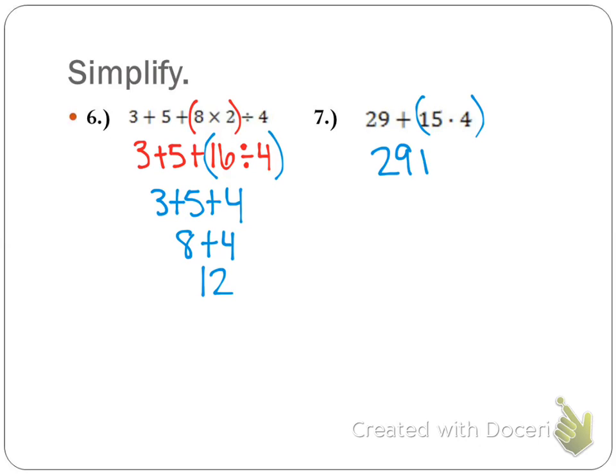So we have 29 plus 60. Then that's our last step. 29 plus 60 would give us 89. Wonderful.